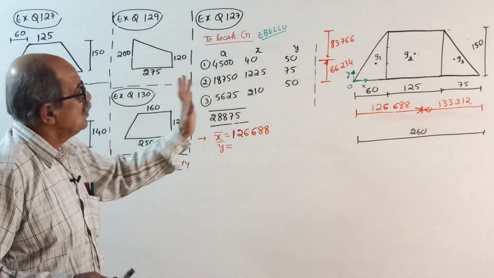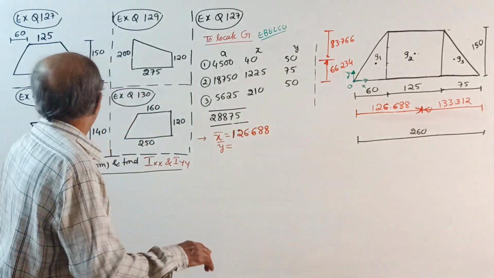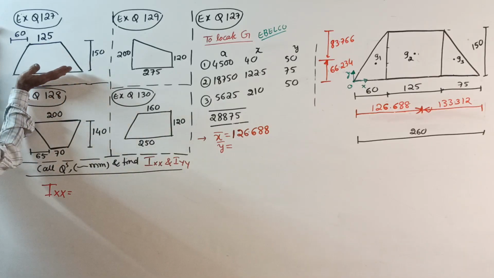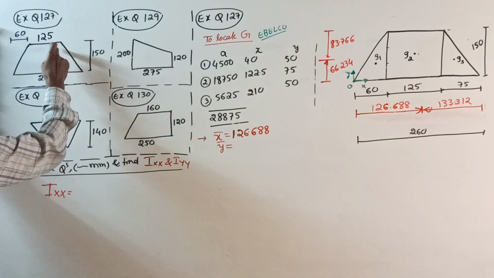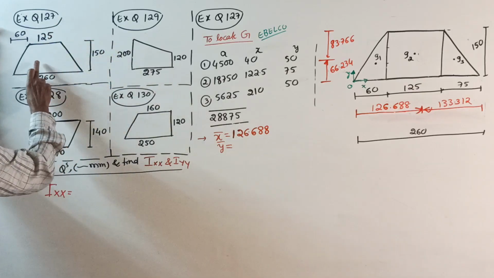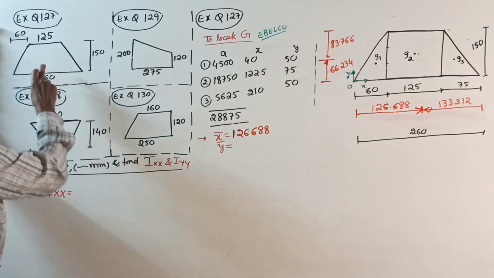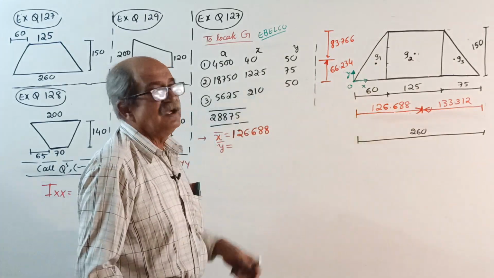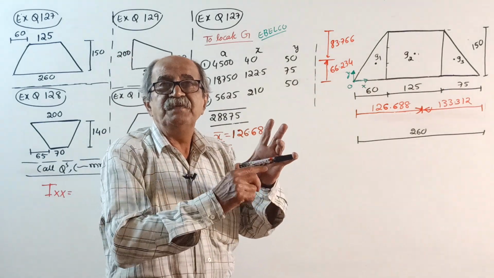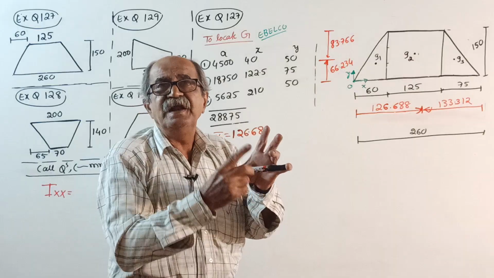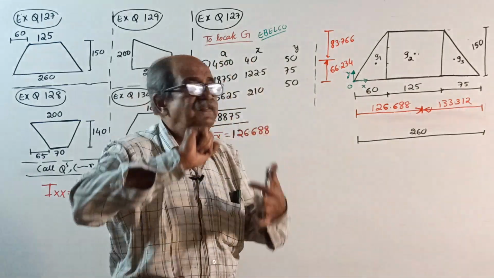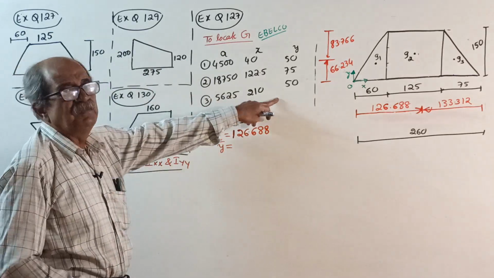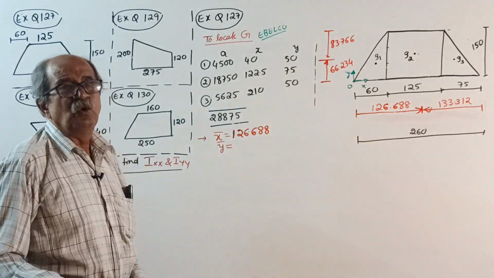See, before I go that side, one thing I will tell you. 125 and 260 are the parallel sides. See here, this is the distance between parallel sides. So in this question, y bar answer came 66.234. You need not do it by table. A direct formula is there: this side plus twice that side, divided by this side plus that side, into height, divided by 3. But x bar you have to calculate. But anyway, I am doing the usual calculation. Those who know it can do it.